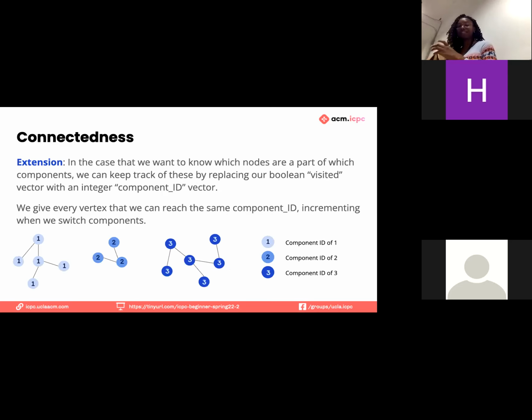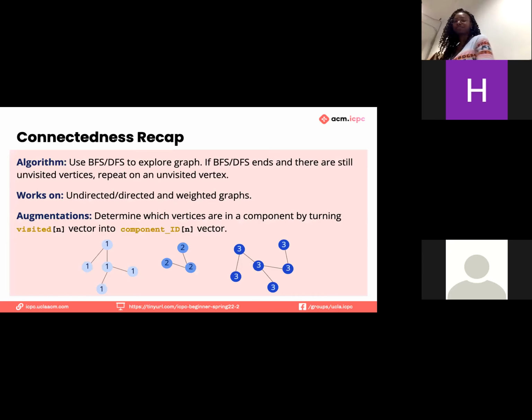And a small extension of this: if you need to know for a problem which vertices are part of which connected component, then, because you already have this Boolean vector which keeps track of whether or not you visited something, you can replace it with a component ID vector. Everything could be -1 if you haven't visited it, and then you give it an ID as soon as you visit it: 1, 2, 3, just incrementing the component ID when you switch components. I don't think you're going to need to do that anytime soon here, but it's helpful to know, and it's a quick extension of connectedness. So, basically, how would you figure out if a graph is connected or not?